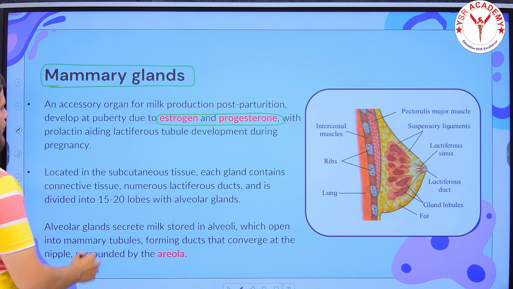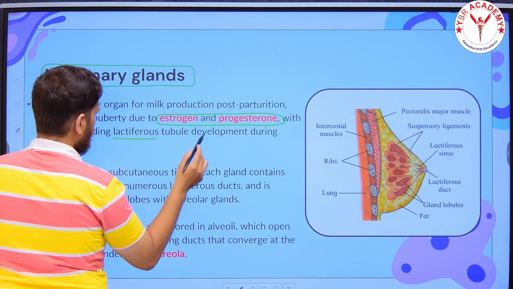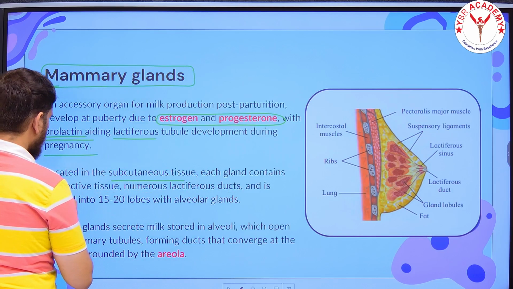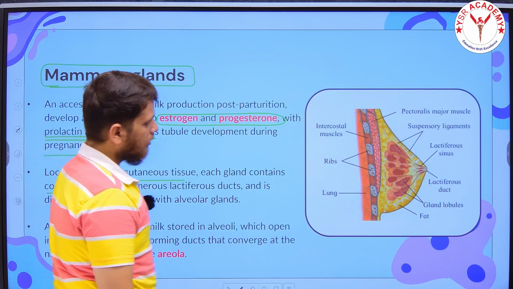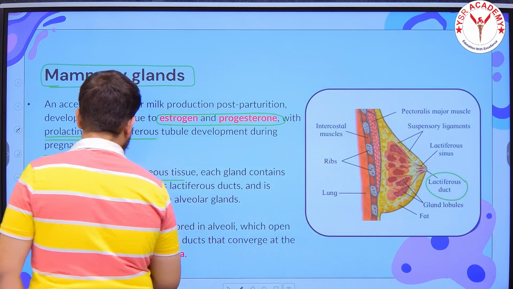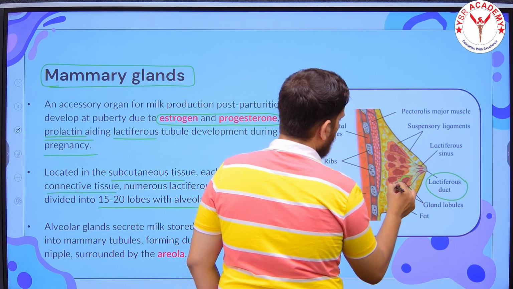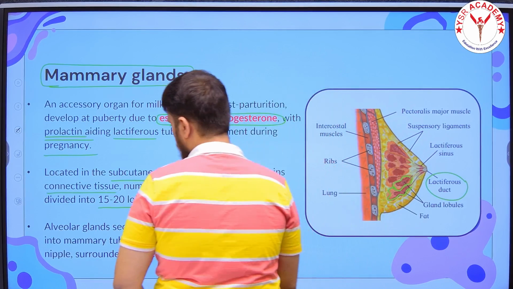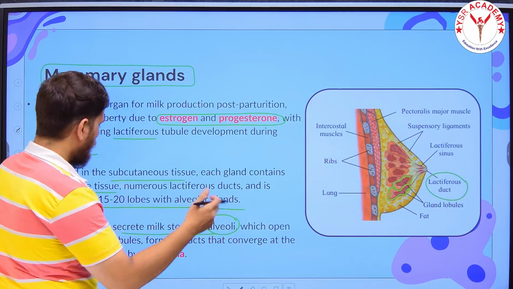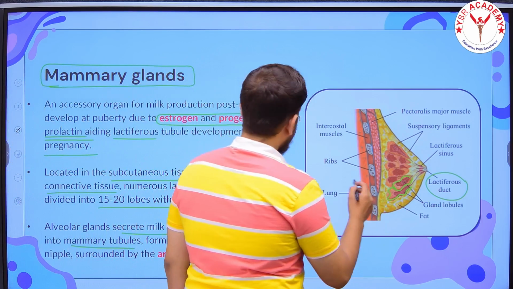Okay, with prolactin, very, very essential because it's a milk producing hormone, aiding the lactiferous tubules in development during pregnancy. Located in the subcutaneous tissue, each gland contains connective tissue and numerous lactiferous ducts. These lactiferous ducts are the structures that you can see here, and are divided into 15 to 20 lobes with alveolar glands. These alveolar glands are the gland lobules which essentially store the milk. Alveolar glands secrete milk stored inside the alveoli, which opens into the mammary tubules, forming ducts that converge into the nipple. So all of these ducts are going to merge together.